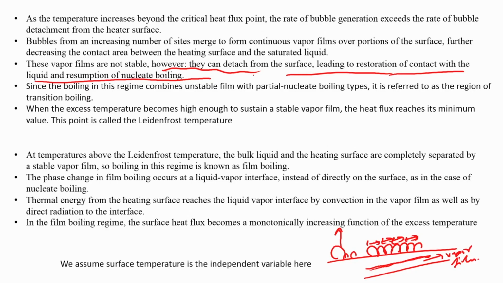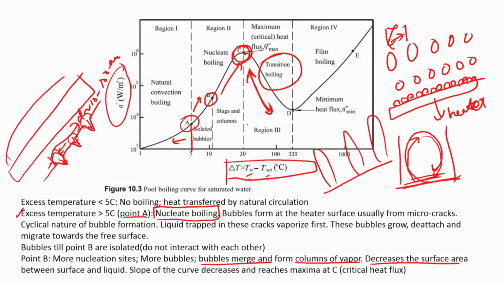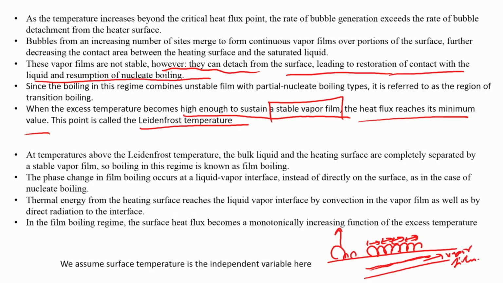Now, when the excess temperature becomes high enough to sustain a stable vapor film, which was unstable before, the heat flux reaches its minimum. This point is called the Leidenfrost temperature. So, the vapor film, which was unstable, at one point of time becomes really stable, that means it does not get detached from the surface. That corresponds to the minimum heat flux limit, and the temperature at that particular point is called the Leidenfrost temperature.